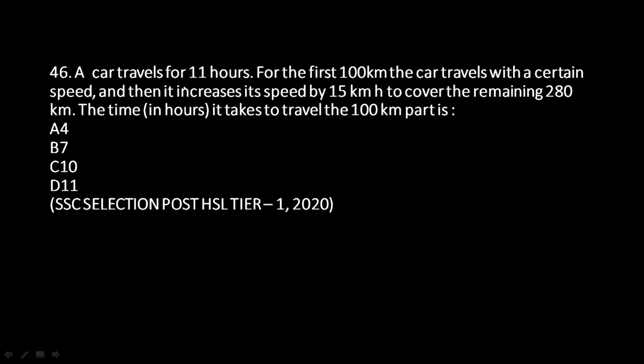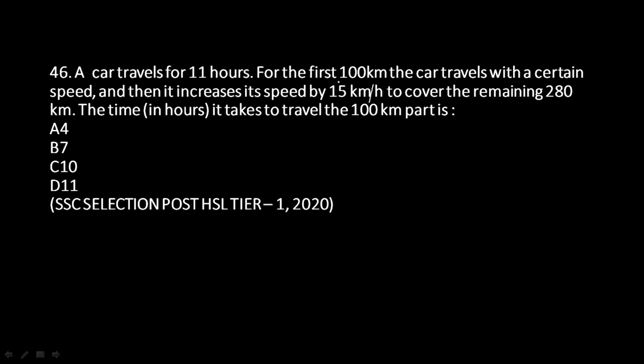A car travels for 11 hours. For the first 100 km, the car travels with a certain speed, and then it increases speed by 15 km per hour to cover the remaining 280 km. The time in hours it takes to travel the 100 km part is. So how will you solve it?